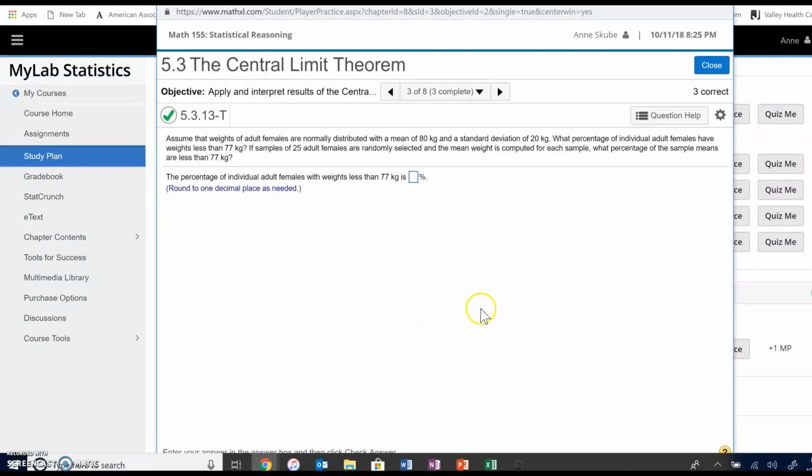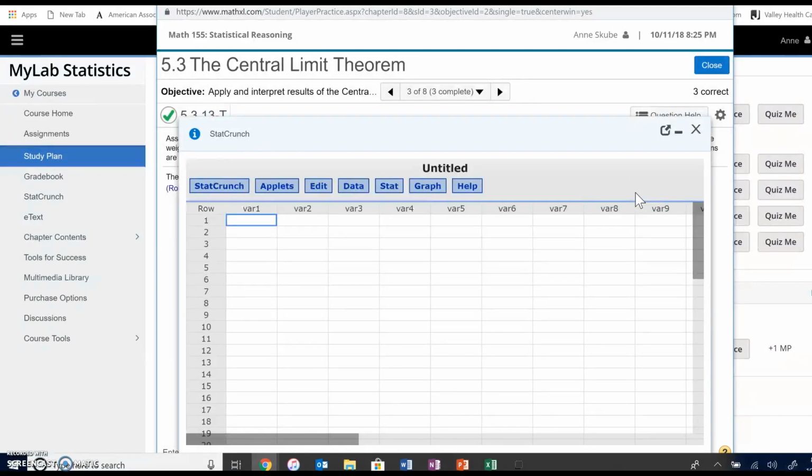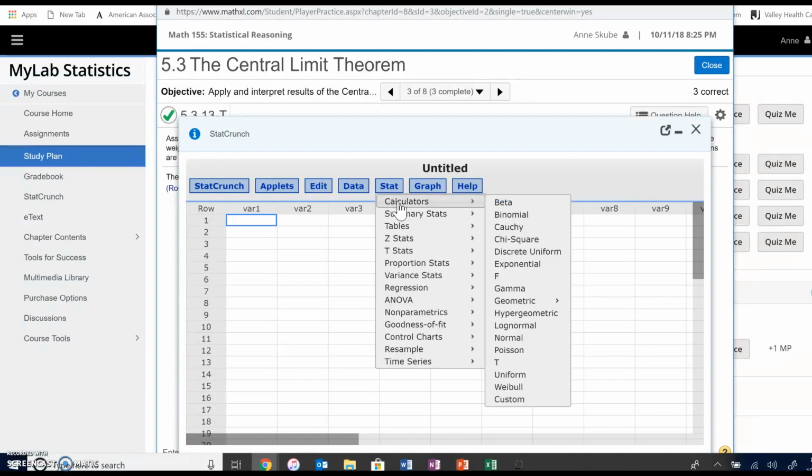Well, in order to figure that, let's go over to our question help and open up statistics or StatCrunch. Click on StatCrunch. And on StatCrunch, you're going to come up with a little square like this, and it says StatCrunch. On the top, it says StatCrunch, Applets, Edit, Data, Stat, Graph, and Help. We are going to go over to Stat, S-T-A-T, and scroll down to Calculators. Then we are going to go down to Normal.